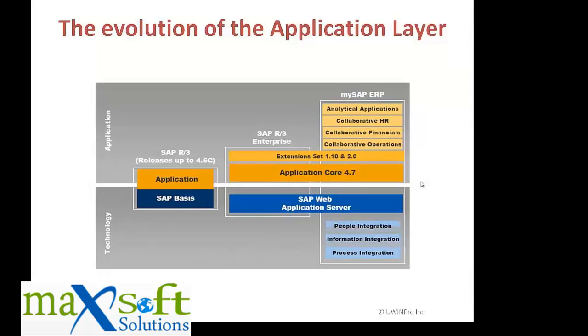During the evolution of the application layer, it was changed from SAP Basis to SAP Web Application Server. So now they call this the Web Application Server. They introduced a new technology called NetWeaver technology in ECC around the year 2004. So ECC 5, ECC 6, at that time they introduced this technology.